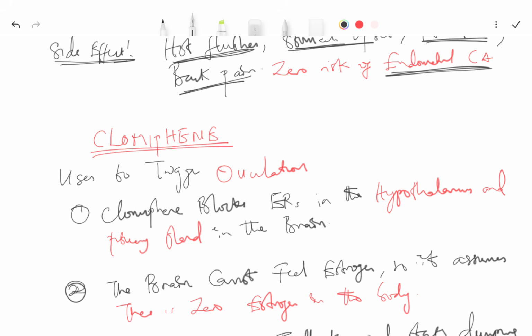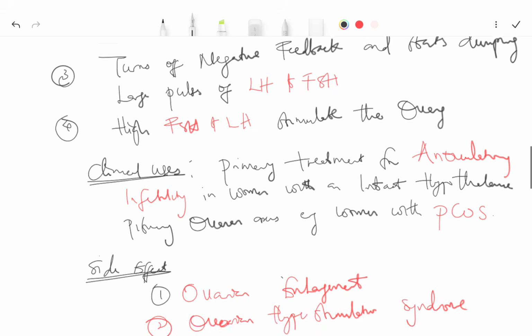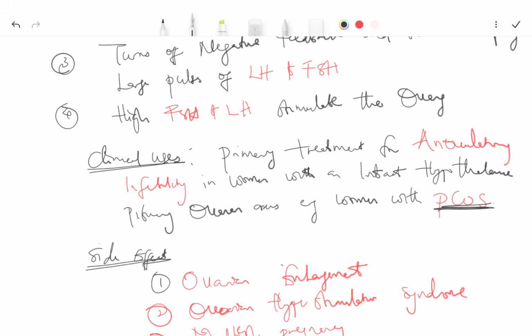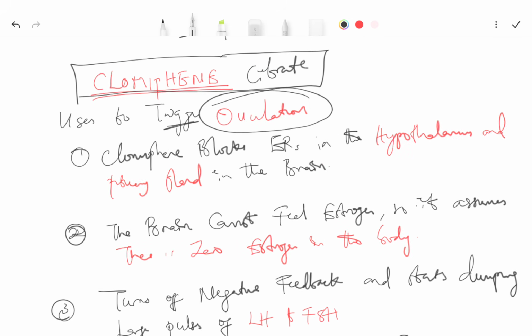The next one on our list is clomiphene, also called clomiphene citrate. What is the main use of clomiphene? The main use of clomiphene is to induce ovulation. So it is used in women with PCOS who have anovulatory cycles. Probably they are seeing their period, but they are not ovulating at day 14. So we give them clomiphene citrate to induce or trigger ovulation.